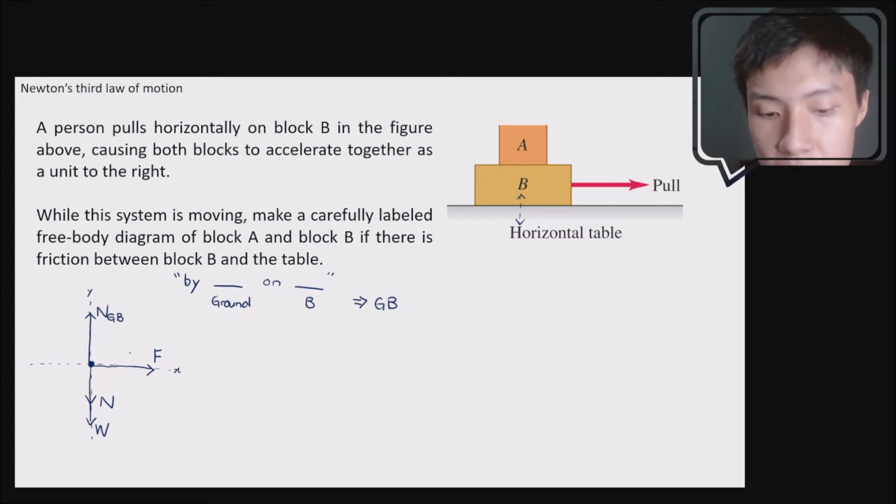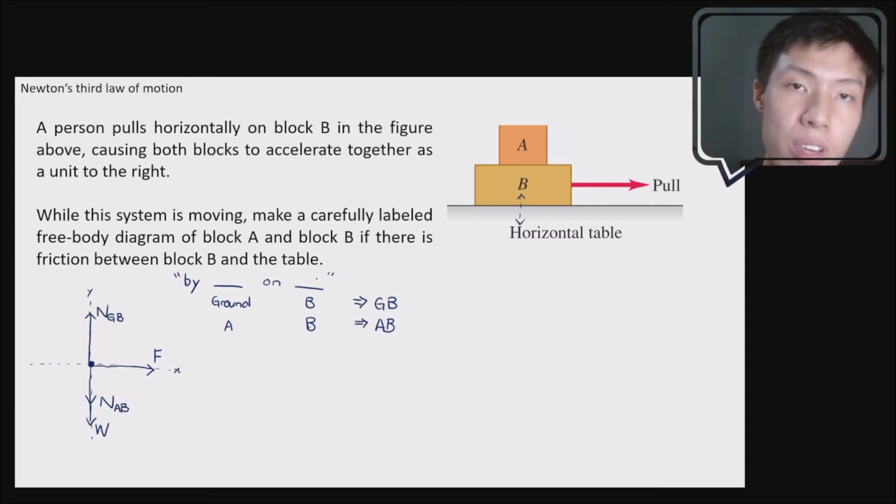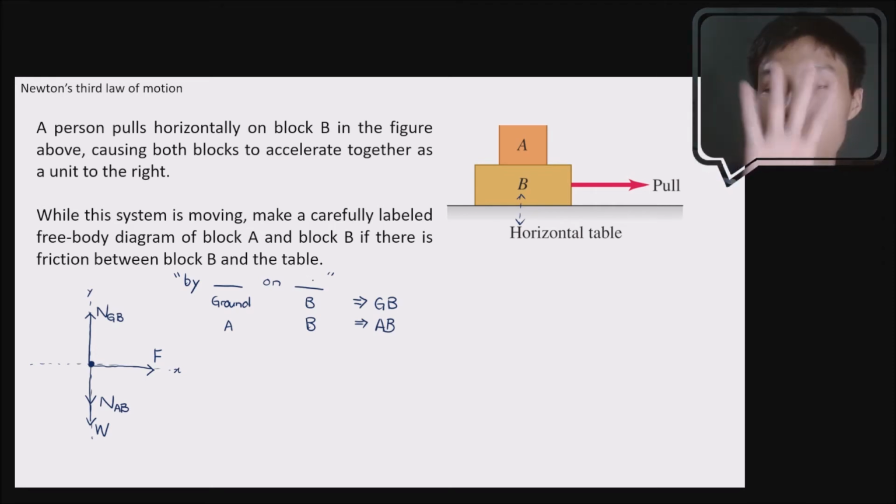Okay, this normal force over here is exerted by block A on block B. So the notation will be by A on B. This one will be a normal force acting by A on B. Okay, so that's the fourth question being asked, and that answers whether there's any normal force or not. Let's move on to the fifth question.